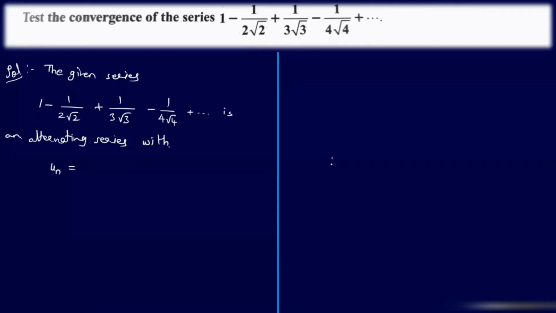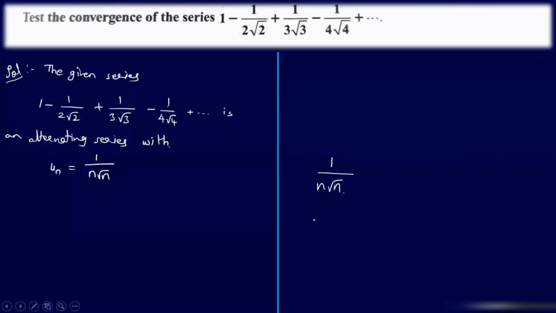So when you look at that, it's clear that the first term is exactly 1. In the second term, it is 1 by 2 root 2, then 1 by 3 root 3, then 1 by 4 root 4. In that sequence, one can easily expect the nth term will be 1 by n root n, right? Just ignore the sign and understand this. Therefore, un is clearly 1 divided by n root n.